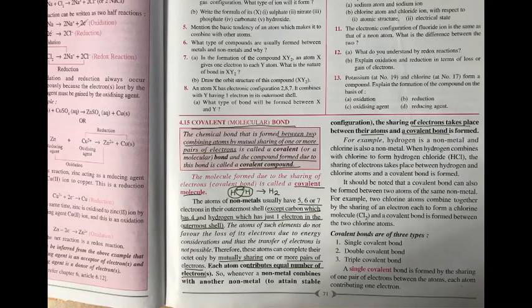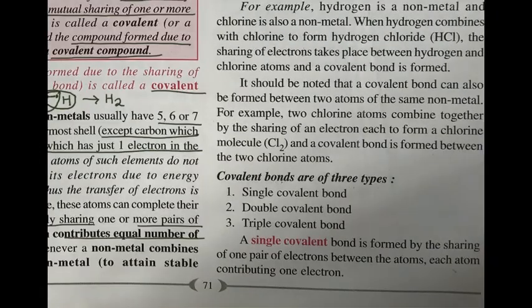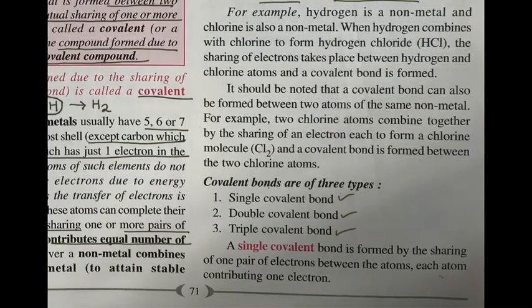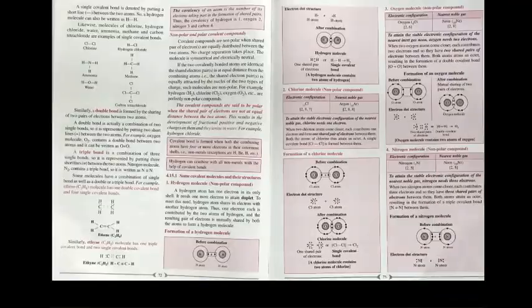There are 3 types of covalent bonds. One is known as a single covalent bond, next is a double covalent bond, and then a triple covalent bond. A single covalent bond is formed by sharing 1 pair of electrons between atoms, and each atom gives 1 electron. That is known as a single covalent bond.